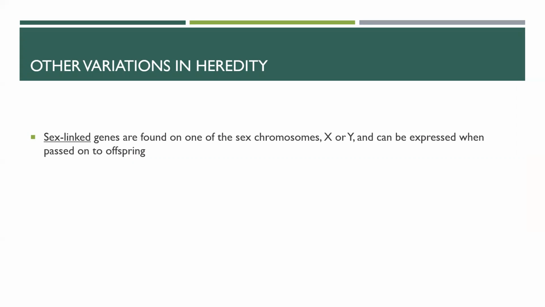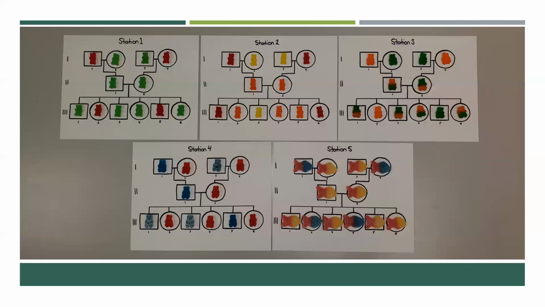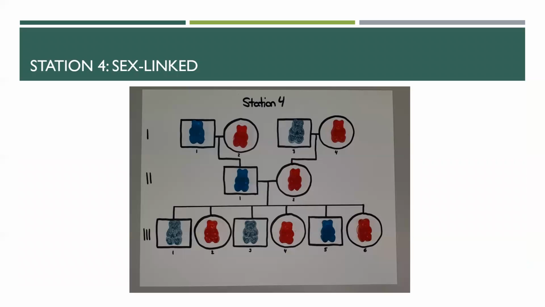Another pattern of inheritance that will be reviewed in more detail later is sex linkage. Sex-linked genes are found on one of the sex chromosomes, either the X or Y, and can be expressed when passed on to an offspring. Which station do you think represented sex linkage? Station 4 showed a sex-linked pattern of inheritance.